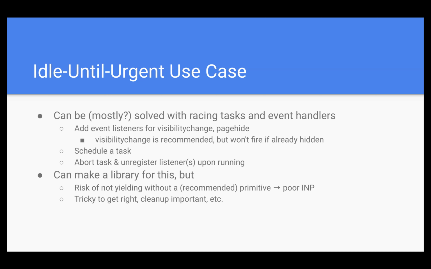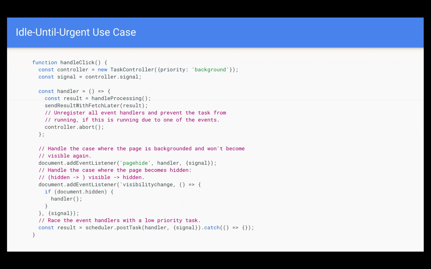But without a good built-in primitive, there's a risk of folks in this situation not yielding, which is going to lead to poor INP. So maybe it is something that we should address in the platform. With the cleanup I mentioned and multiple listeners, it could be tricky to get right. I took a stab at making a polyfill here. I think maybe this is right-ish.